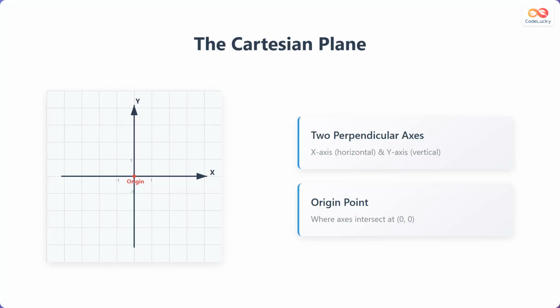Let's delve into the Cartesian plane, a fundamental two-dimensional coordinate system. It consists of two perpendicular axes, the x-axis, which is horizontal, and the y-axis, which is vertical. The point where these axes intersect is called the origin point, and it has the coordinates (0, 0).